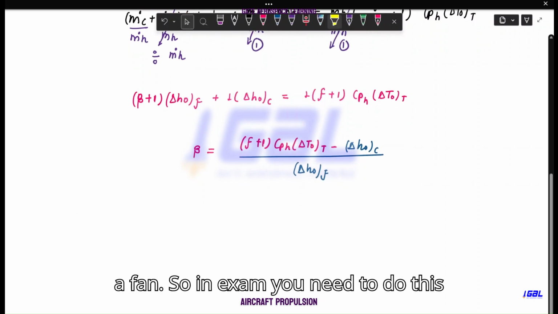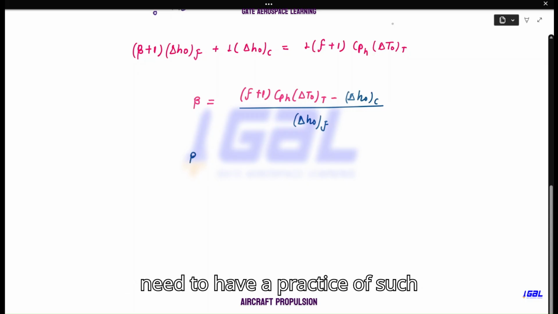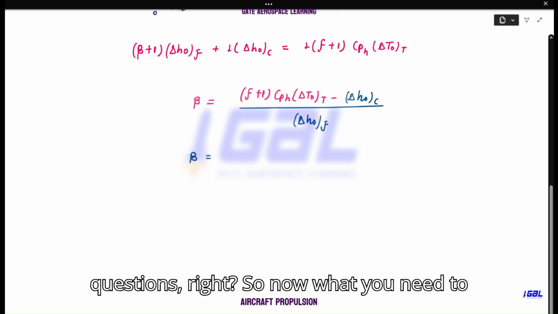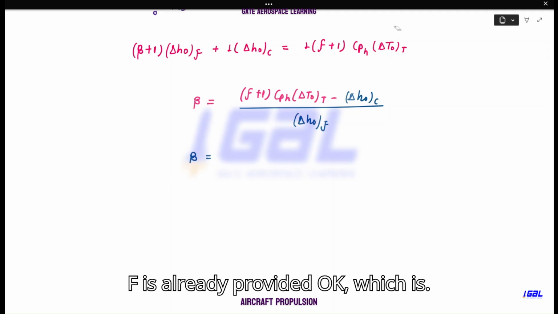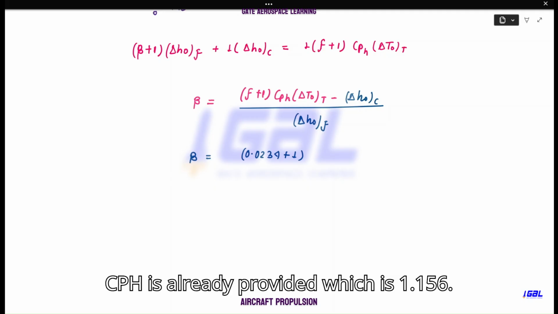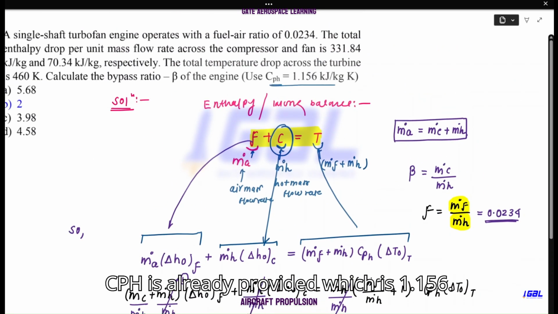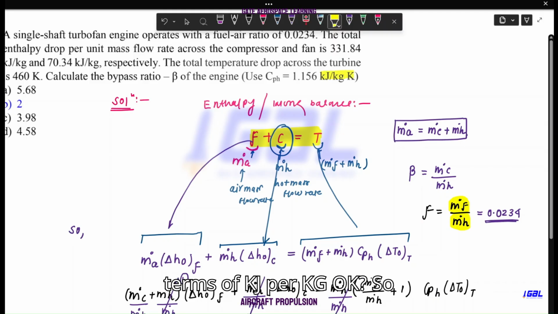So in the exam you need to do this simplification very quickly. For that you need to have practice of such questions, right? So now what you need to do is substitute all the values in this. F is already provided, which is 0.0234 plus 1. CPH is already provided, which is 1.156. Now be careful, they have given it in terms of kilojoule per kg.